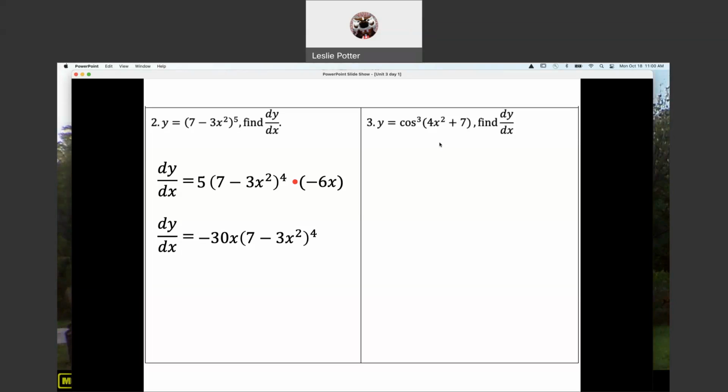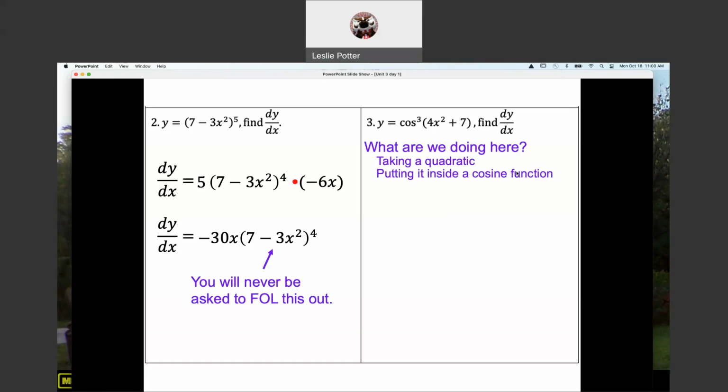Right? So we got three things going on here. We've got something to the third power, we've got a trig function, we've got something squared. So really, there we go. Quadratic, inside a cosine, and cubing all of that. Does that make sense? Okay, so the cube is on the outside because that's what this notation means. Cosine cubed means take the cosine of whatever, get that value, and then cube it.